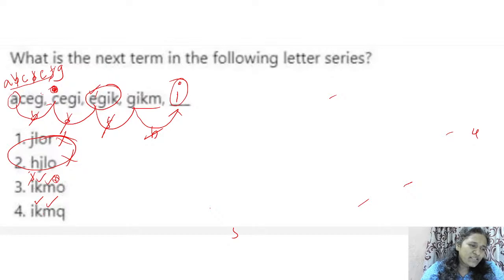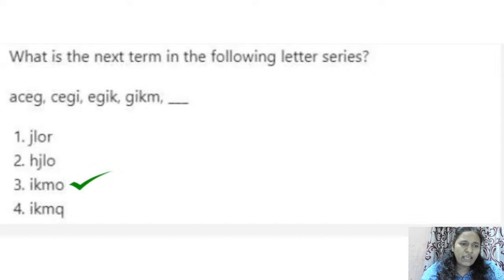M, N they are skipping, and O. This is right. But here N, O, P, three letters they are skipping. That's why this is not the correct answer. Only one letter they have to skip. This is the right answer: I, K, M, O.